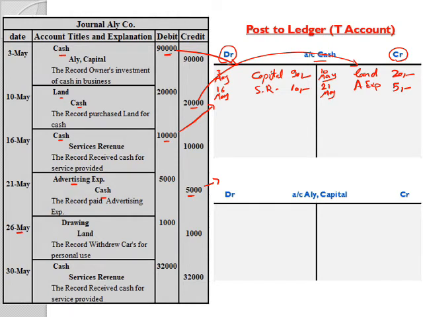Entry number 5, drawing land, there is no cash. Entry number 6, cash to services revenue, cash record in the debit side, amount in the debit column. Okay, so transfer in the debit side 32,000, services revenue, date May 30.